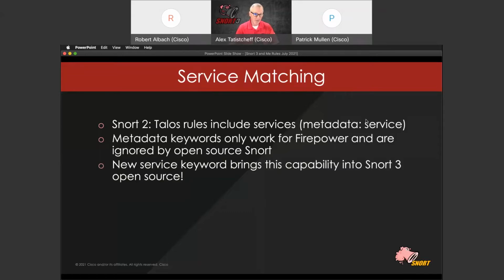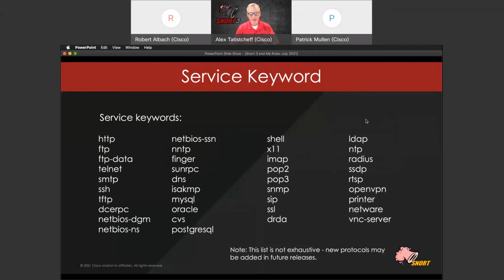Snort 3 now has a new service keyword. So there's a new keyword called service that brings that same capability into Snort 3 open source. So that, again, is something new we just didn't have before. Instead of ignoring those metadata keywords, now you can use those. What are the service keywords? So these, I don't think these have changed. There may be one or two new ones in here. I can't say for 100%. I think I did add a couple actually for Snort 3. But most of these were already present in the commercial system, you could use these in the metadata service fields, but now you can use these in the service field in Snort 3.